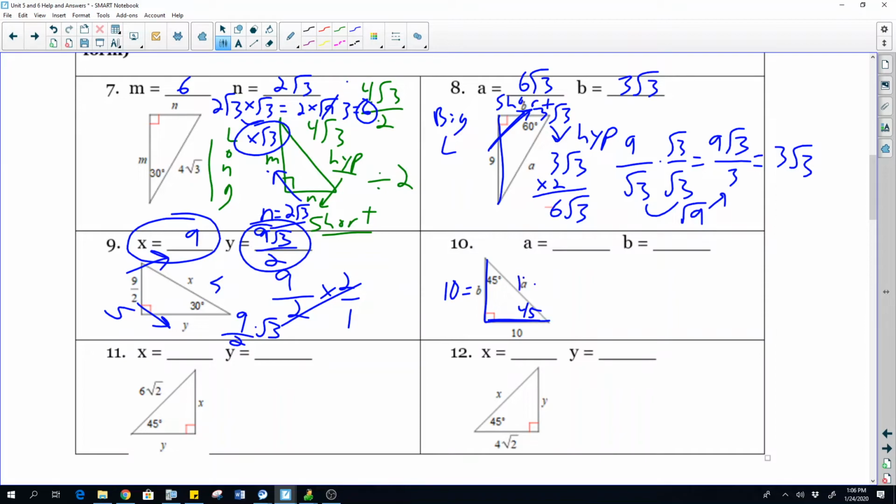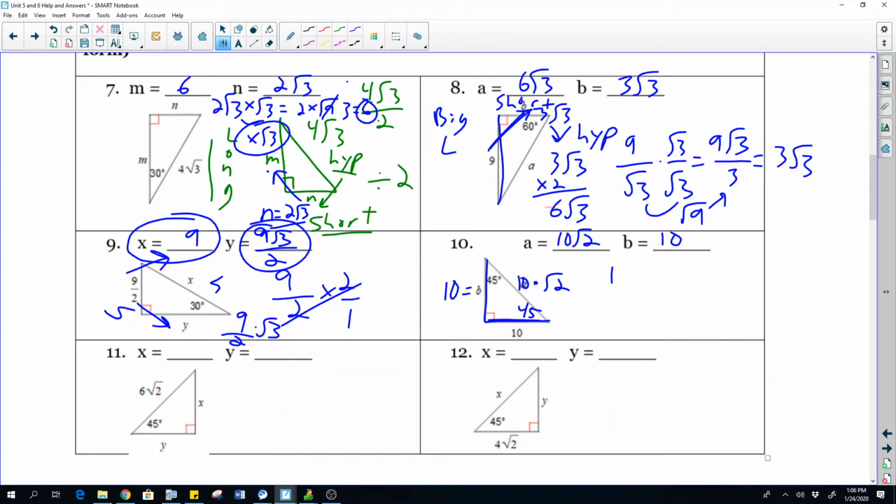It's whatever the leg is, so 10, 10, 10. We're done. No. Hypotenuse is bigger. How much bigger? It's radical 2 times bigger. So B is 10 and A is 10 radical 2.